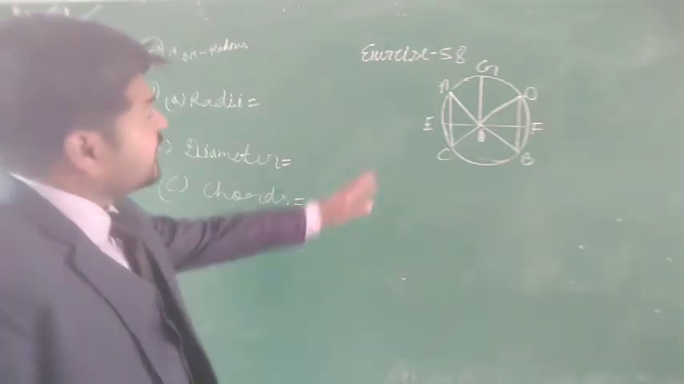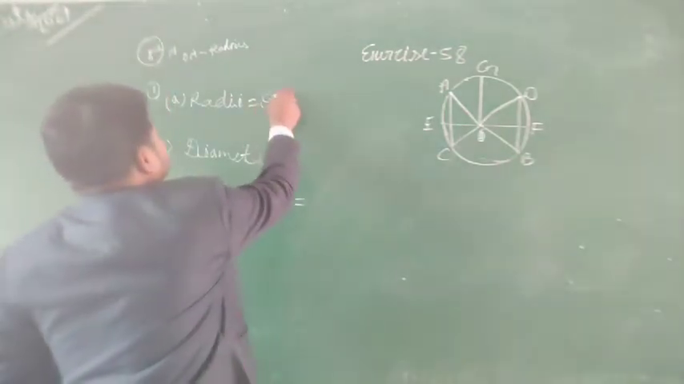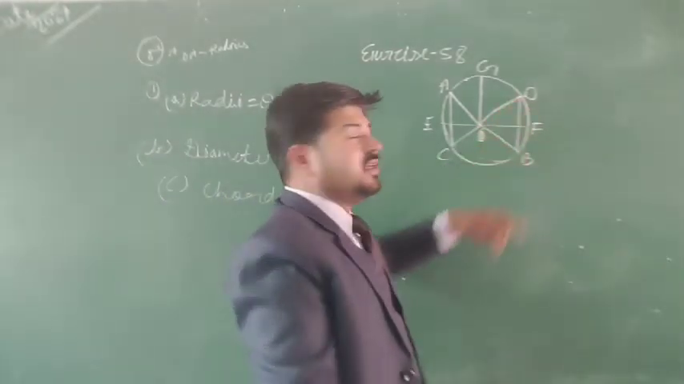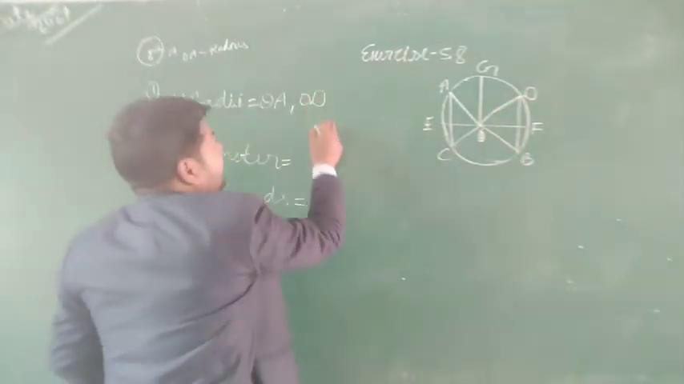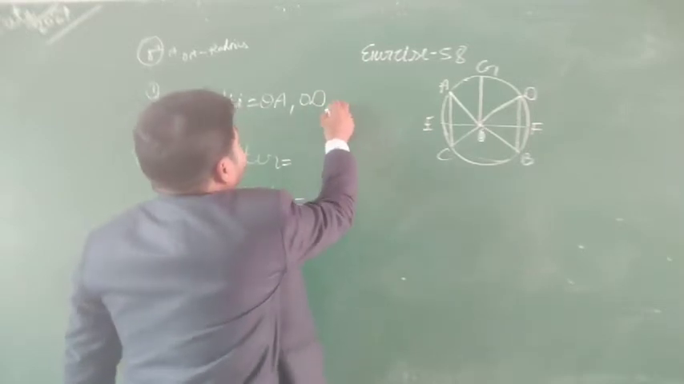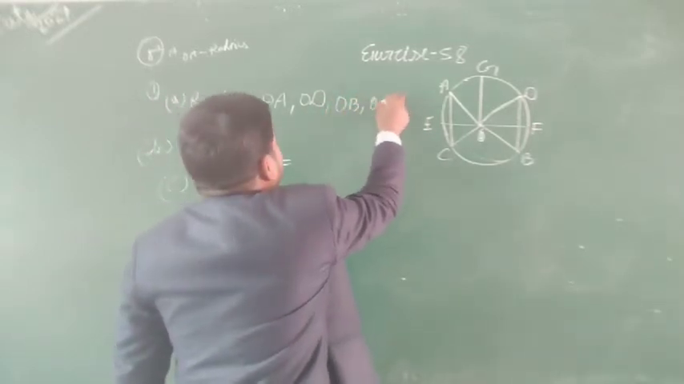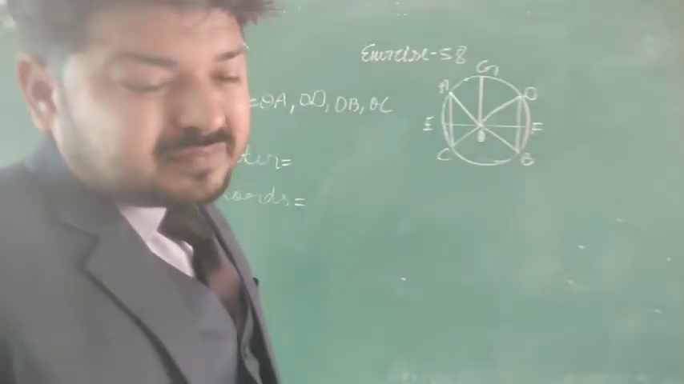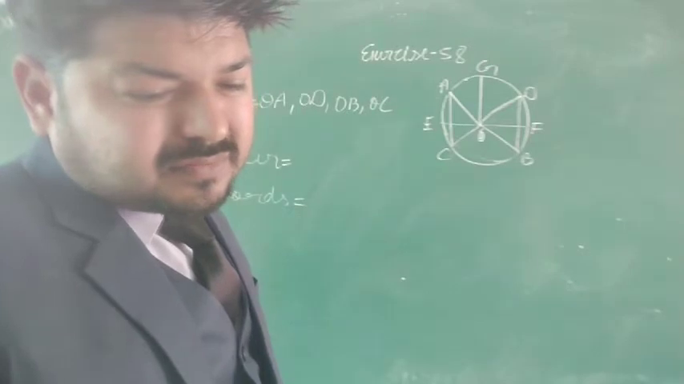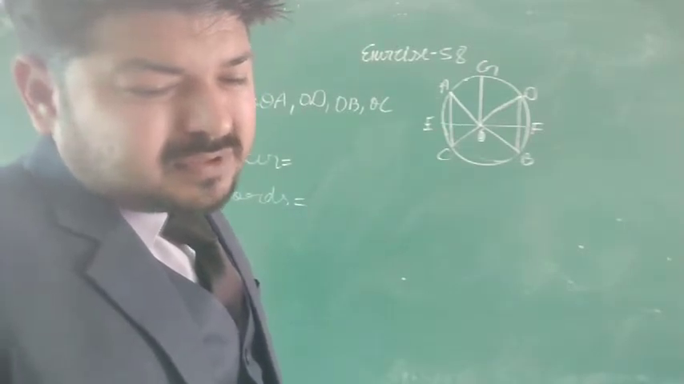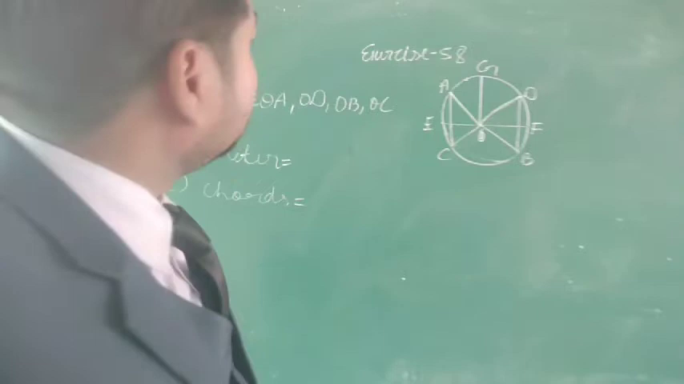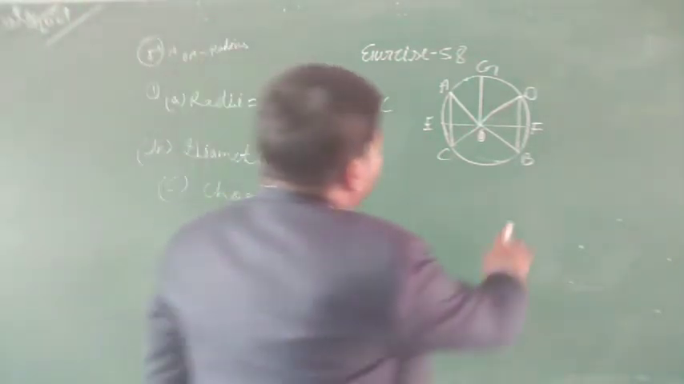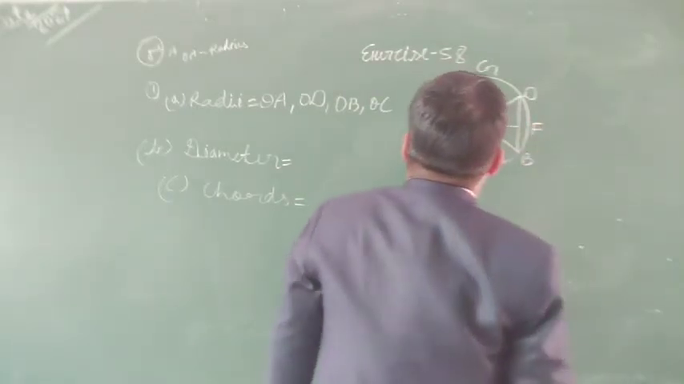So you can say here OA, then OD, after that OB, OC. Okay, these are the radii, and OE and OG.